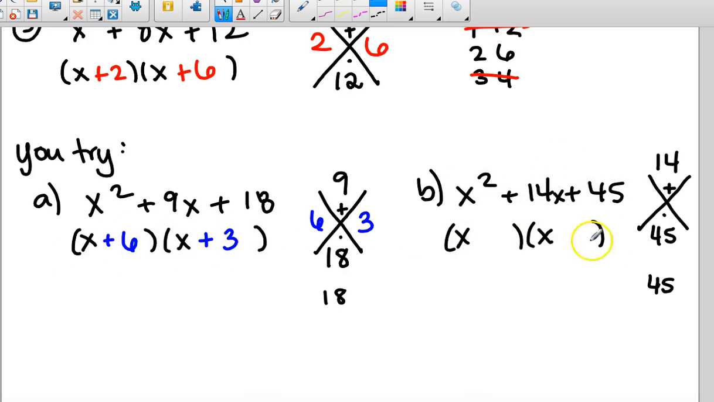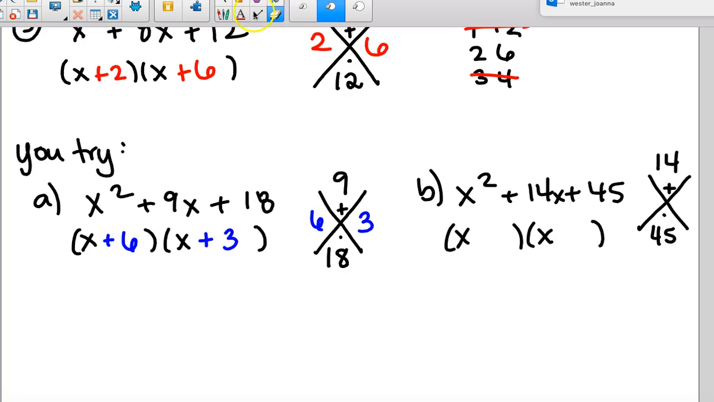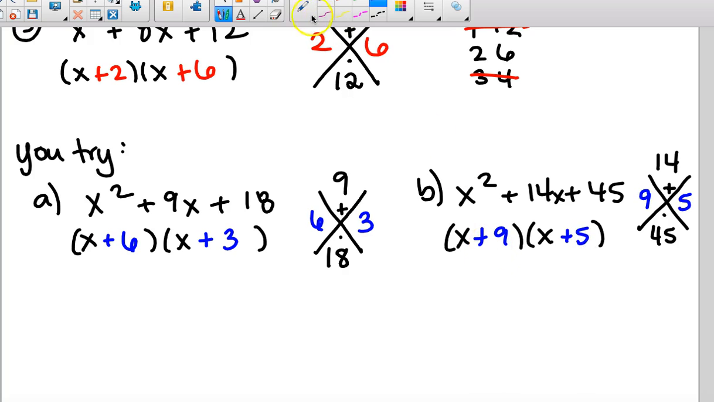Now this one, 2 numbers, when you multiply them, give you 45, but when you add them, give you 14. So I'm thinking 9 and 5, because 9 times 5 is 45, but also 9 plus 5 is 14, so that's definitely going to work out. So 9 here and 5 there. Okay, so that is factoring a quadratic.